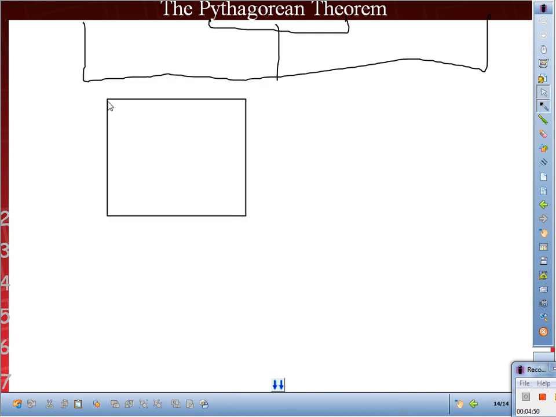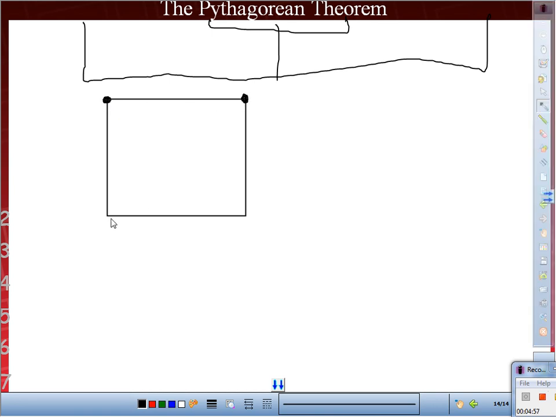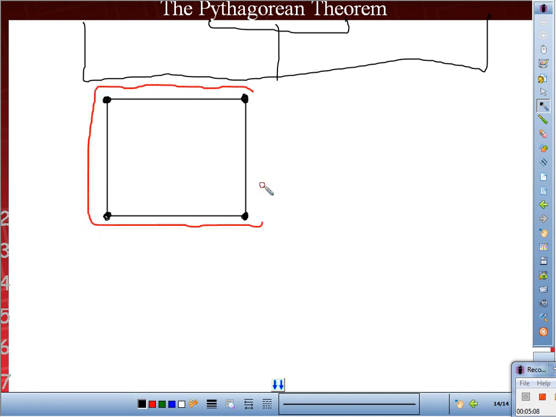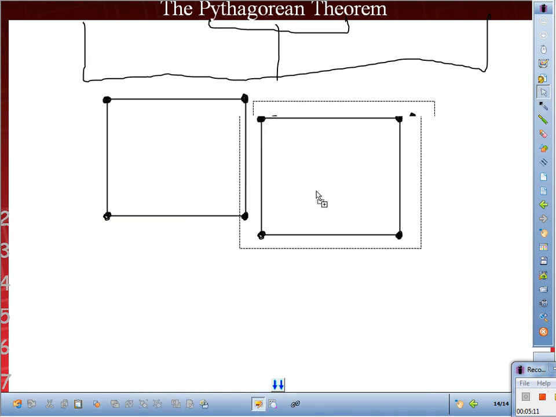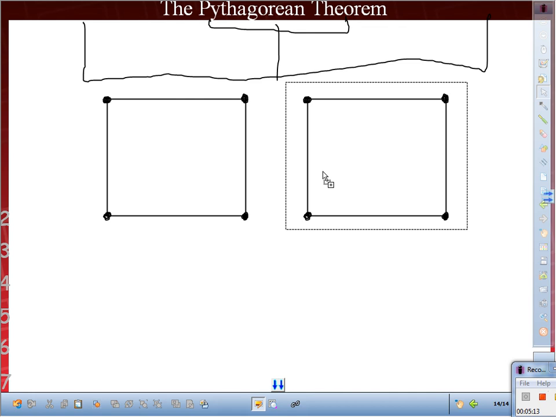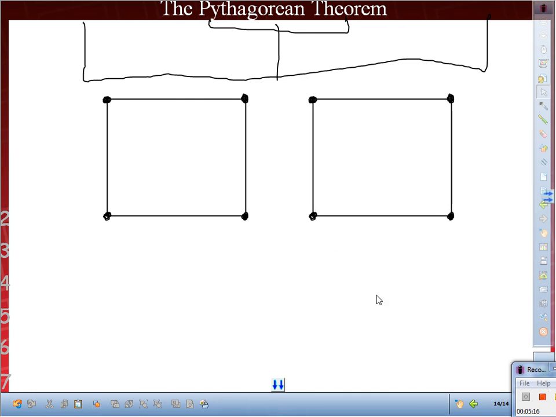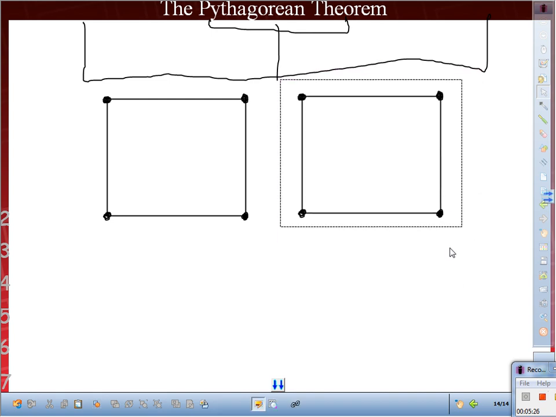And I want you to place a point on each vertex. And then, once you sketch your square, nice and straight like mine, I want you to do another one right next to it. Something like this. There you go. All right. Everybody got it?